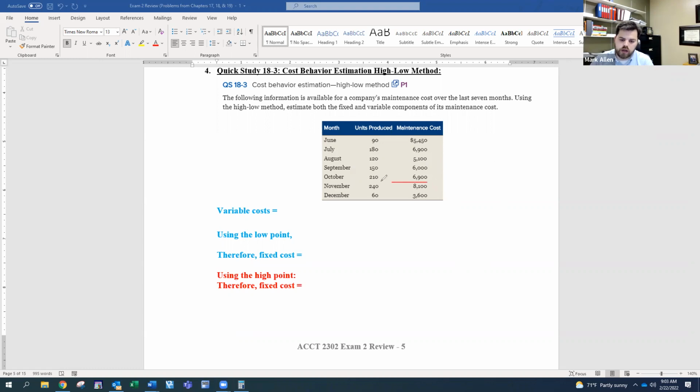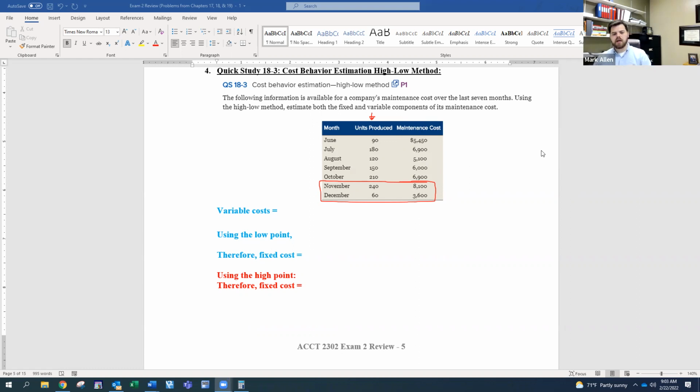So what we're going to do here is identify my high point and my low point. And in this case, it actually happens that those are consecutive months in November and December. And we know that we base this decision of high or low on activity level, not on cost. In a lot of cases, your high month will be the month where you had the most production and also the most cost, right? And in a lot of cases, those two things work out nicely.